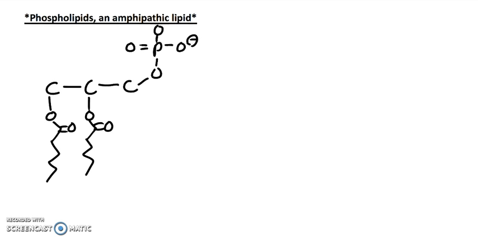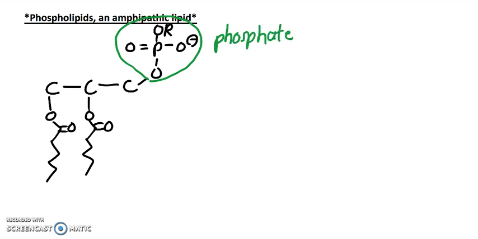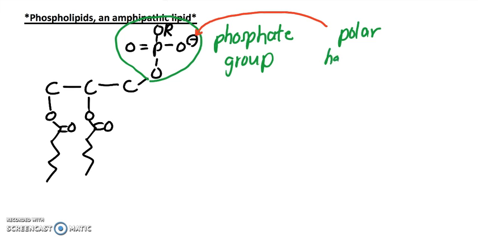And this last oxygen could be bonded to another group. We'll just put an R there. So this new group here, this is a phosphate group. And this is polar. And you can see that it has a full negative charge, which makes it polar.